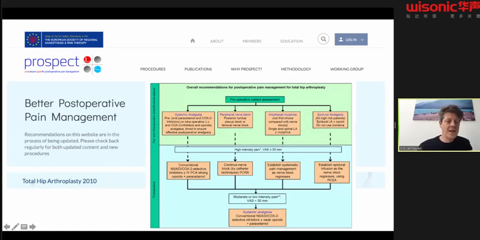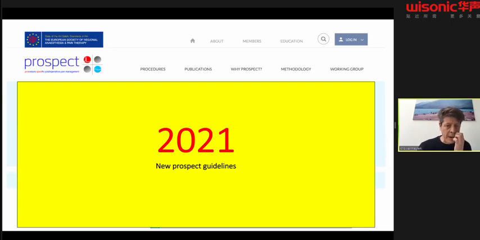Now, this year, 2021, new guidelines were published, and I'm happy to say that the fascia iliaca compartment block was introduced in these guidelines as well. And I'm sad that the PENG block was still too young to have a lot of studies, because I'm sure that otherwise it would be in these guidelines as well. So that will probably be for the next guidelines.